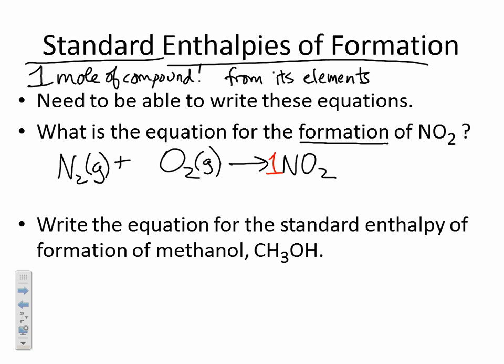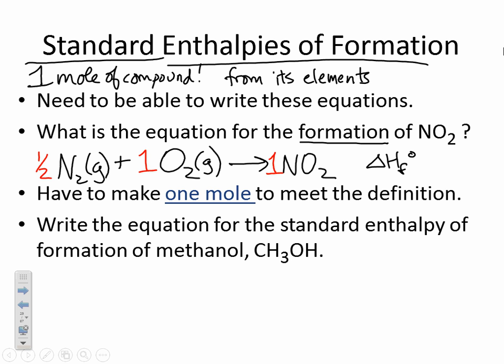So if we only have 1 mole of NO2, that means that we can only have half a mole of N2, and we will want 1 O2. When you look up the delta H of formation of NO2 in the textbook, this is the reaction that it's talking about. This is the equation that is giving you that delta HF value. So you have to make 1 mole to meet the definition.